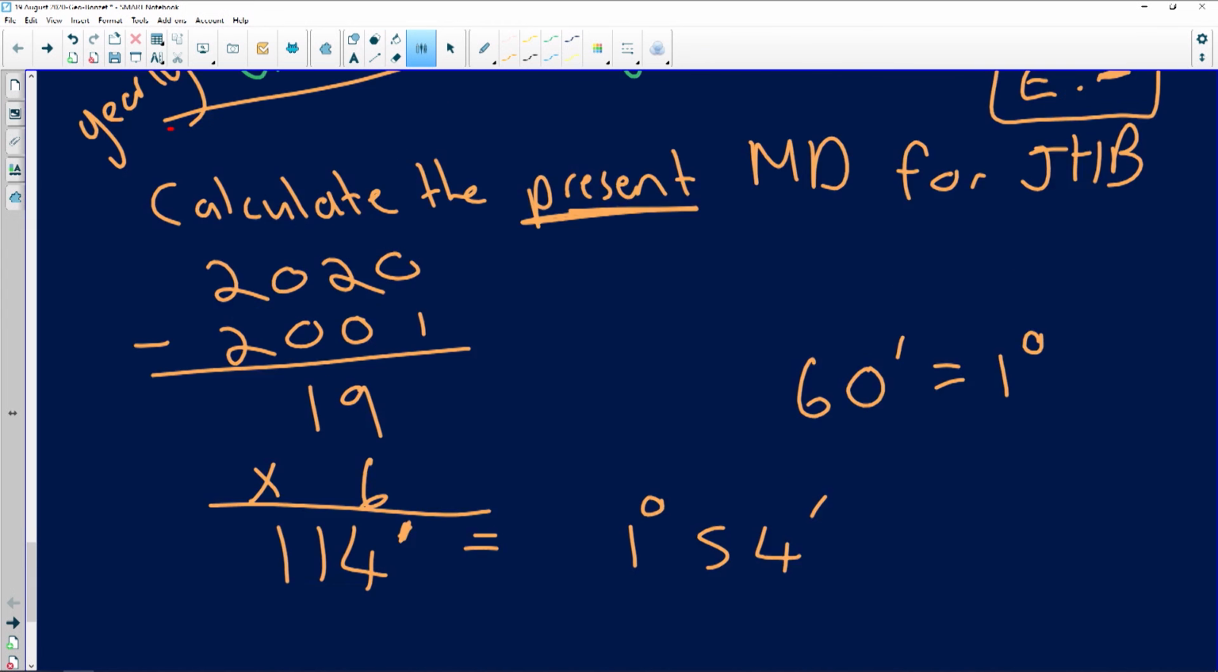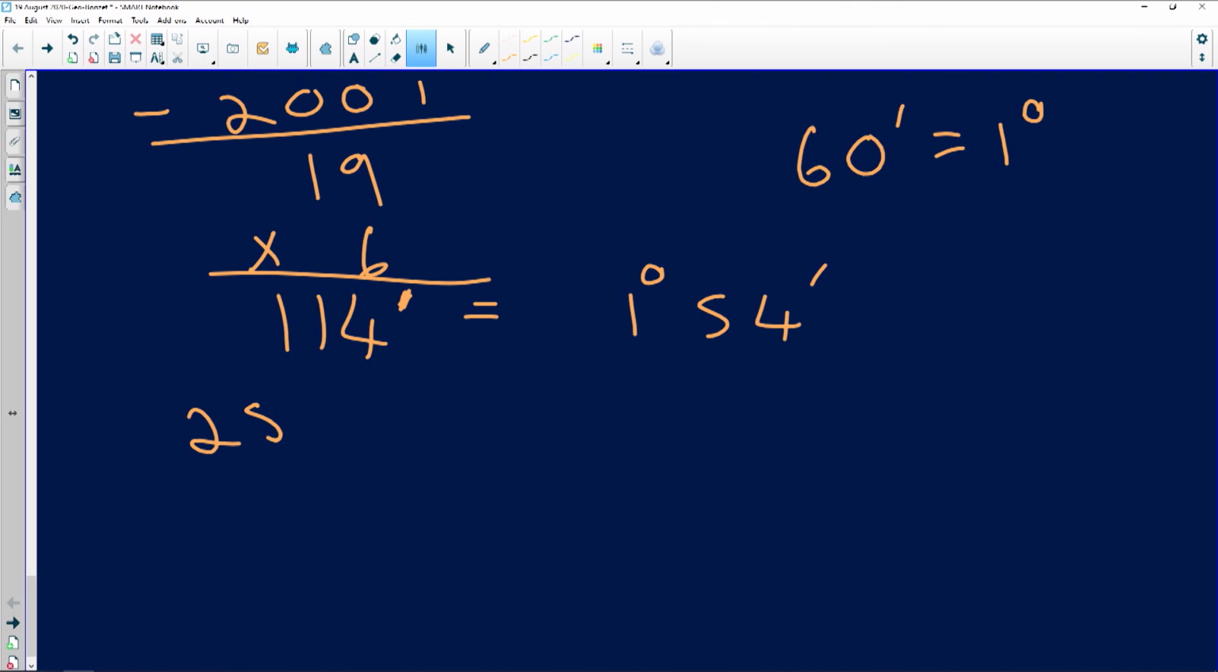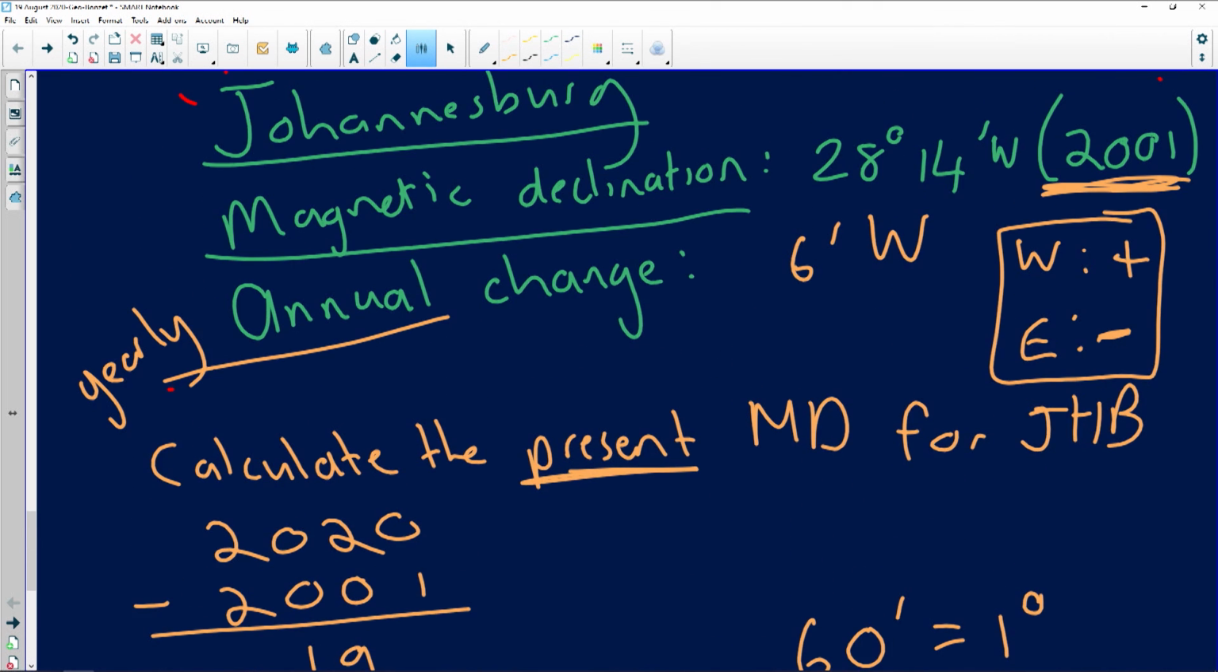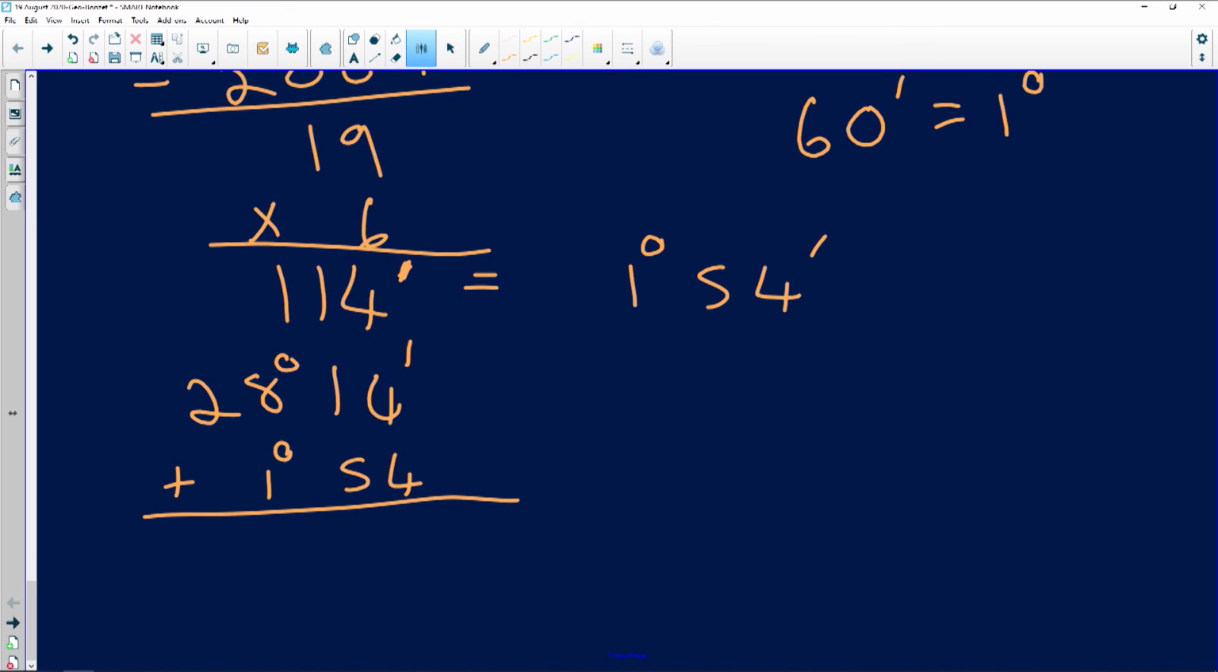So what do we do now? Because it's moving west, what are we going to do? We're going to say the following. 28 degrees, 14 minutes, plus 1 degree, 54 minutes. Okay. So what do we have? We've got 8 over here. We got 68. Unfortunately, it's only 1 degree. So it's going to be 30 degrees, 8 minutes.